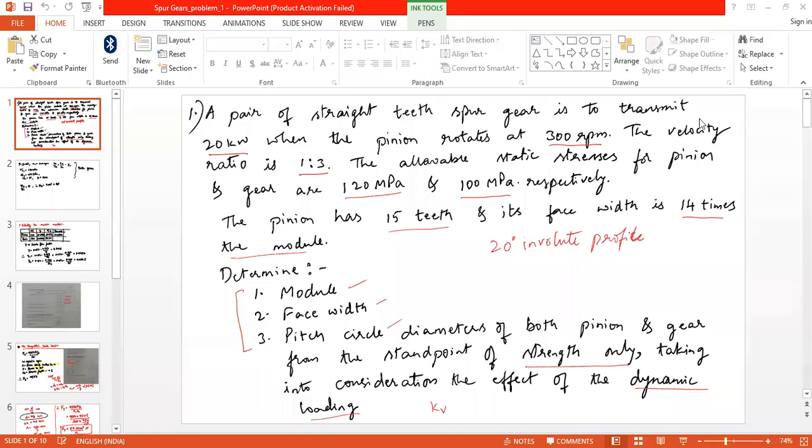A pair of straight spur gears is to transmit 20 kilowatt power when the pinion rotates at 300 rpm, and the velocity ratio is 1:3. The allowable static stresses for pinion and gear are 120 megapascal and 100 megapascal. The pinion has 15 teeth and its face width is 14 times the module. We need to find the module, face width, and pitch circle diameters of both pinion and gear from the standpoint of strength only, taking the effect of dynamic loading into consideration.